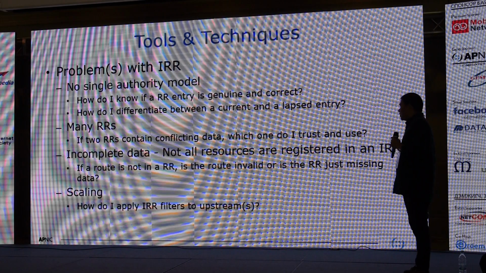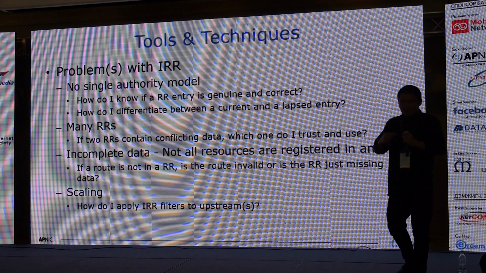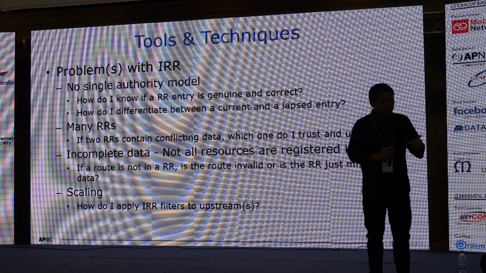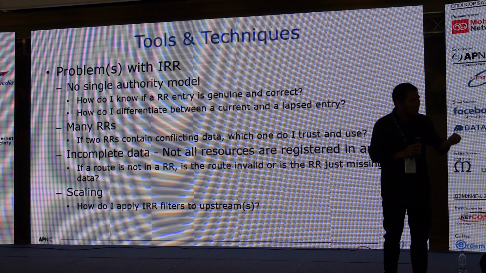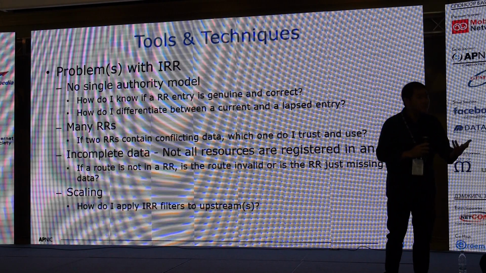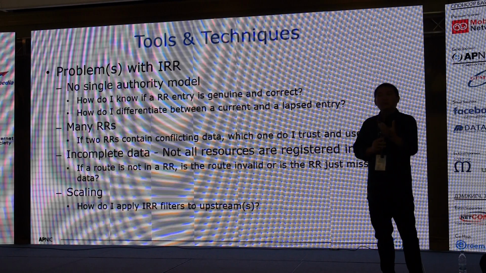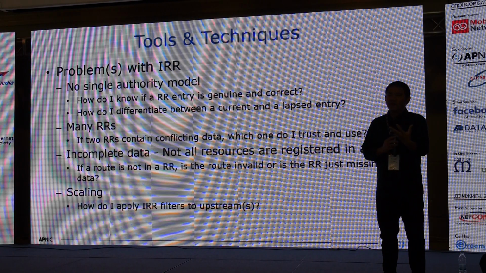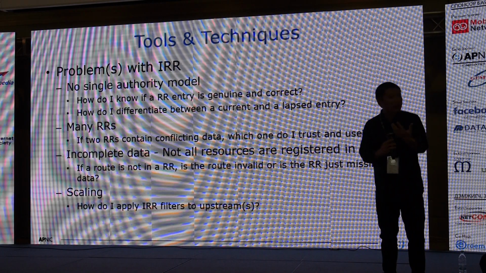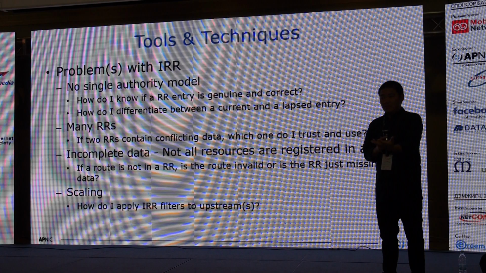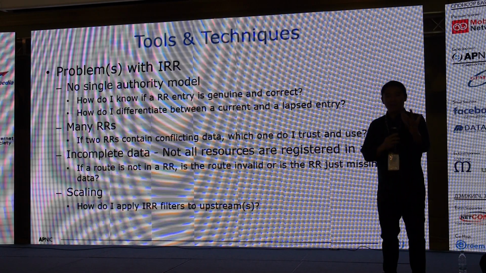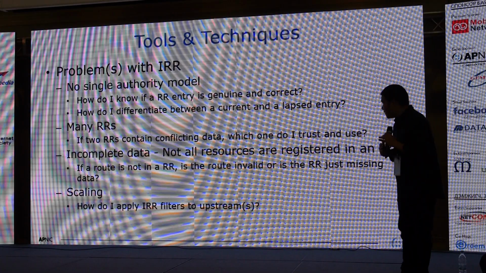And incomplete data, what does this mean? The fact that we use the IRR database and the entries there, we accept. So what if there is no entry there? Does that mean that the engineer did not create the entry, or the route really does not exist, right? I need to be able to verify that, and there is no way I can verify that using the current IRR database. Sometimes I'm just too lazy. I may not create an entry in the IRR database. But if people use this to filter routes, they would filter my routes out, even though I have a genuine route, right?